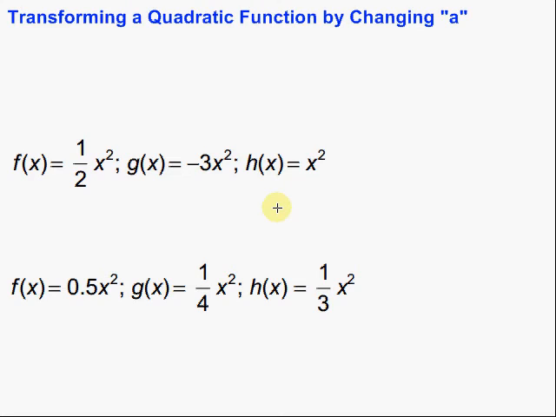In this video, we're going to take a look at one way a quadratic function can be transformed. First of all, let's remember that the standard form of a quadratic function is f of x equals ax squared plus bx plus c. So that coefficient of the x squared term is the a that I'm referring to here. And if we change that, something very specific is going to happen to our graph.